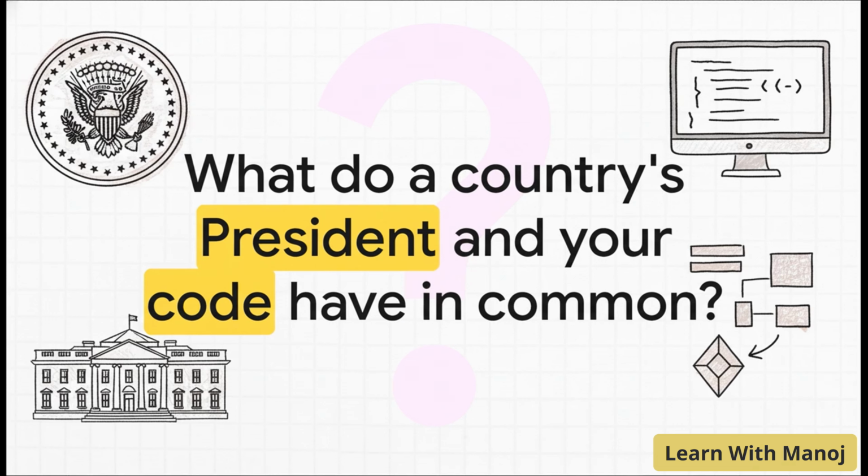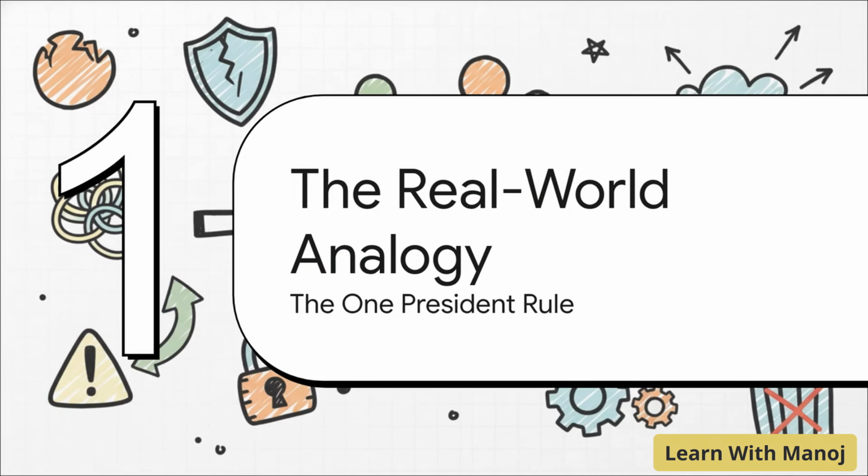What on earth could a country's president have in common with your code? It sounds like a bad joke, right? But stick with me because this question is the key to unlocking the entire concept. All right, let's dive into our first chapter, the analogy. We're going to use this really simple, real-world idea of the one president rule to understand everything else.